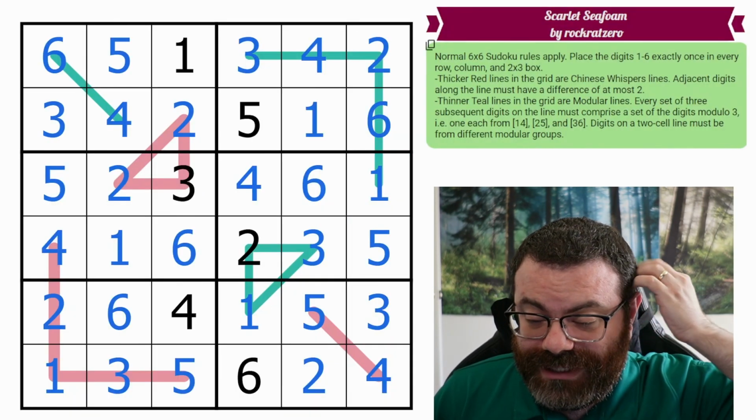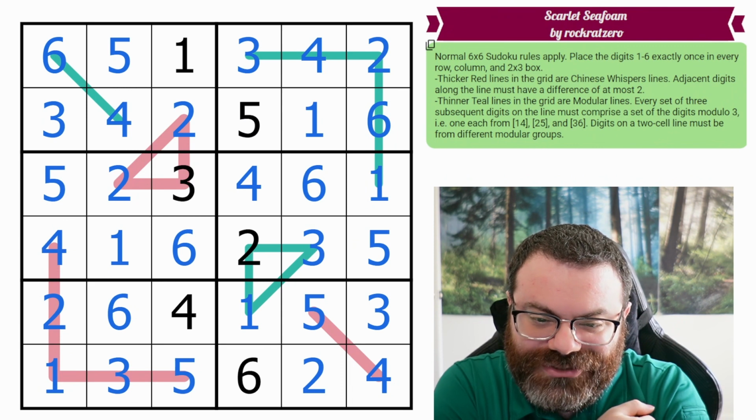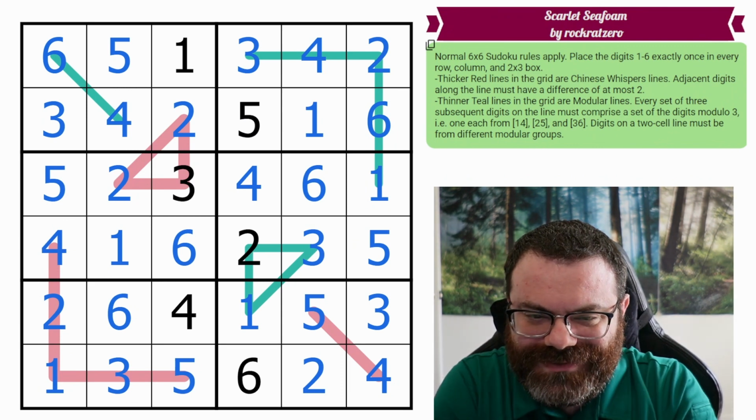Nice, very cool puzzle, Rockrat. Thank you for that. Nice and symmetric as well. Always fun when the puzzles are symmetric like this.